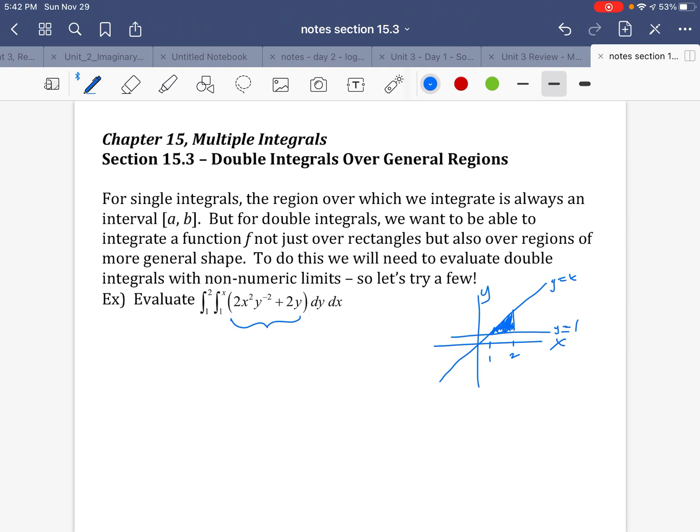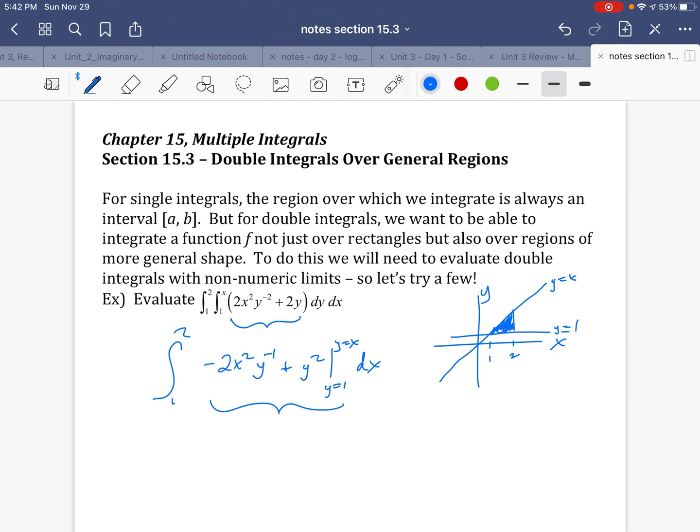So here we go. So I'm integrating with respect to y first. I'm ignoring the x's. So that means that this becomes 2x squared. The y becomes negative 1 over negative 1, so negative there, plus 2y squared over 2, so just y squared. I have to evaluate this from y equals 1 to y equals x. Sometimes it's nice to put a y equals so you remember which letter you're doing. So I have dx left, and I still have my integral from 1 to 2.